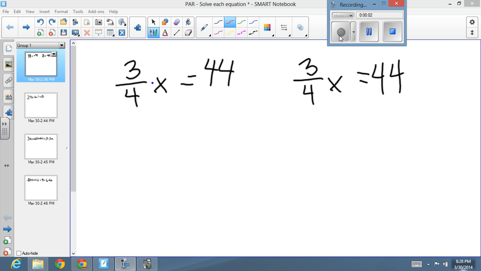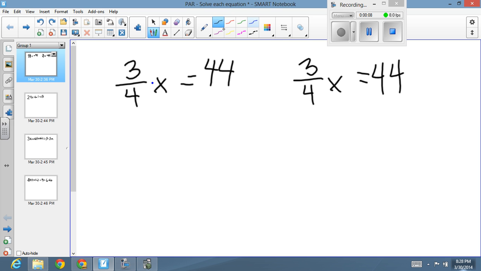Okay, so when it comes to solving an equation where there's a fraction involved, there's actually two different ways you can do it, so I'm going to show you both here real quick. Because I do have 3/4 times x equals 44, there's two different ways I can go about solving this. One way would be to multiply by 4 both sides in order to get rid of the fraction, because 4 divided by 4 is 1. So on the left side I have a 3x, on the right side I have 176.